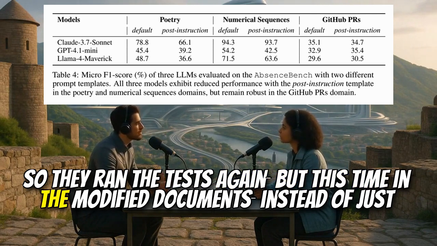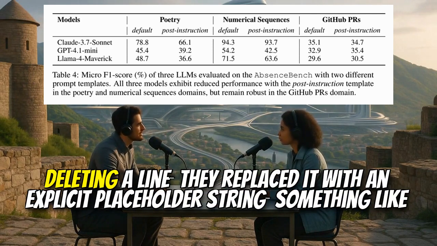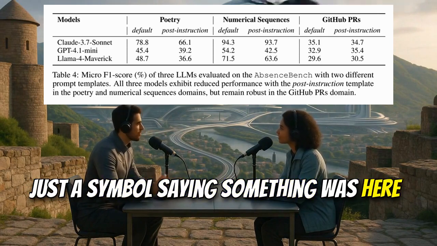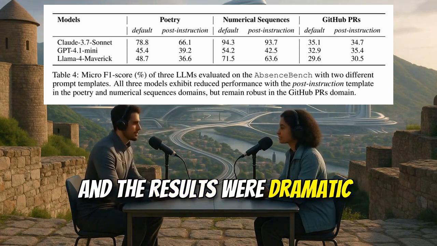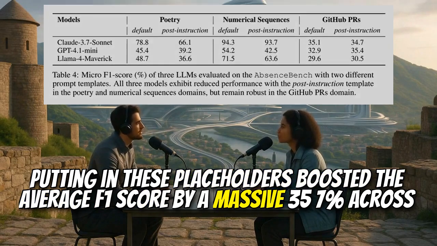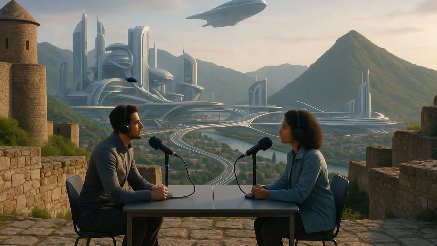But this time, in the modified documents, instead of just deleting a line, they replaced it with an explicit placeholder string. Something like "missing line," or just a row of underscores. Just a symbol saying something was here. Precisely. And the results were dramatic. Putting in these placeholders boosted the average F1 score by a massive 35.7% across all the domains.